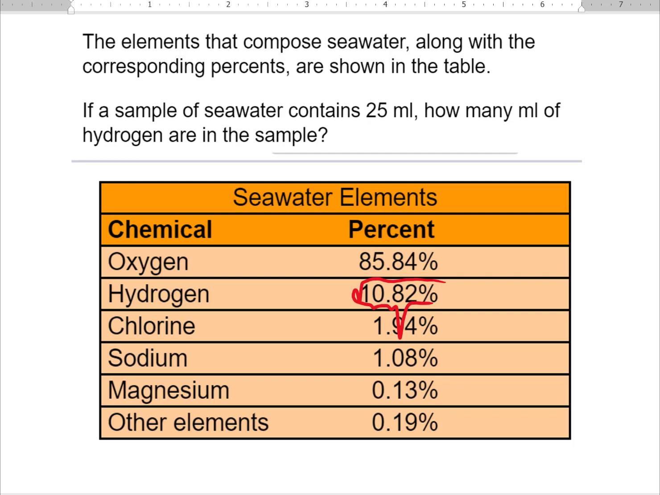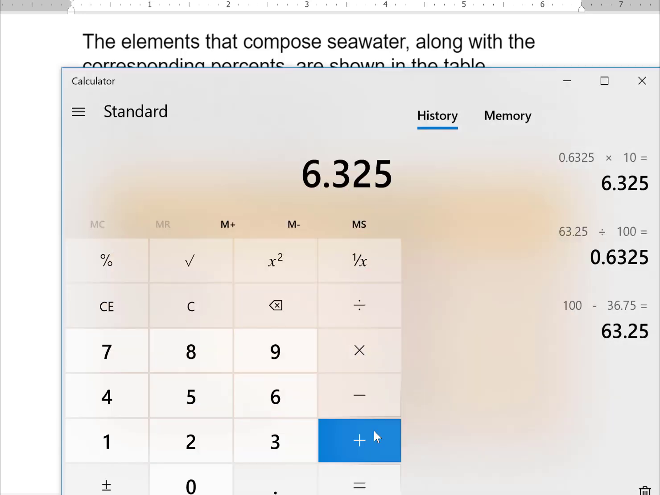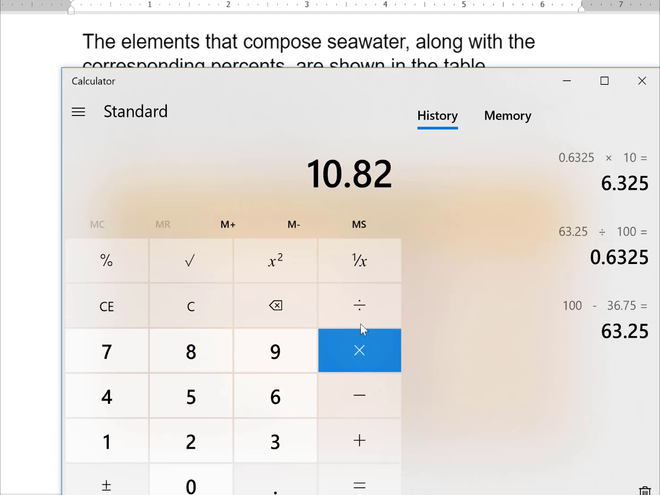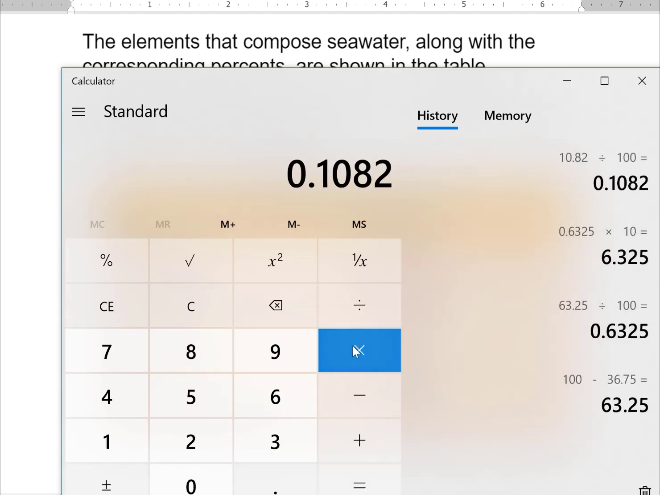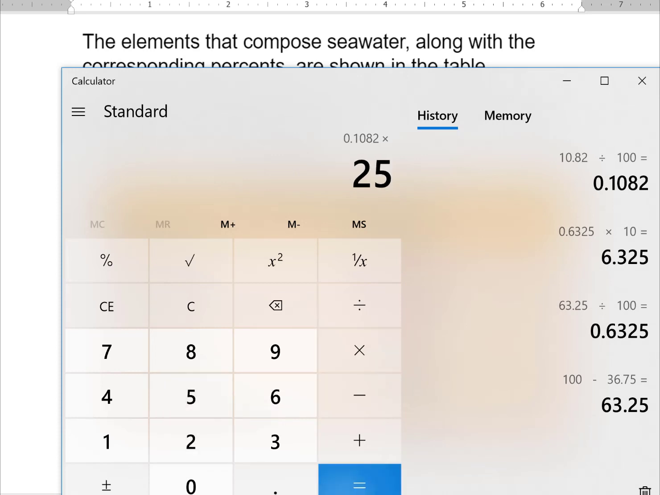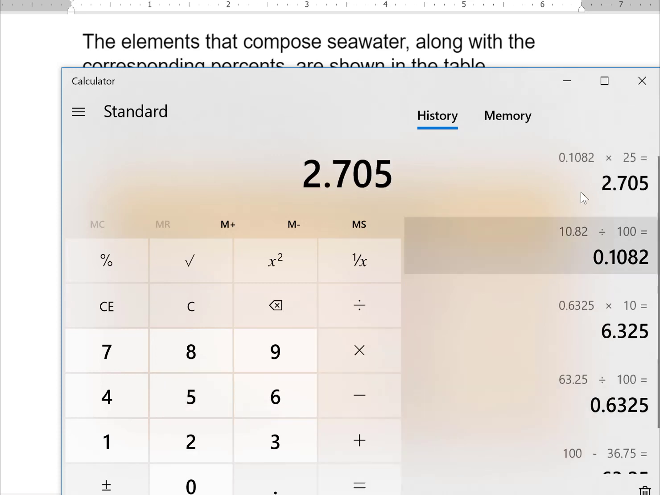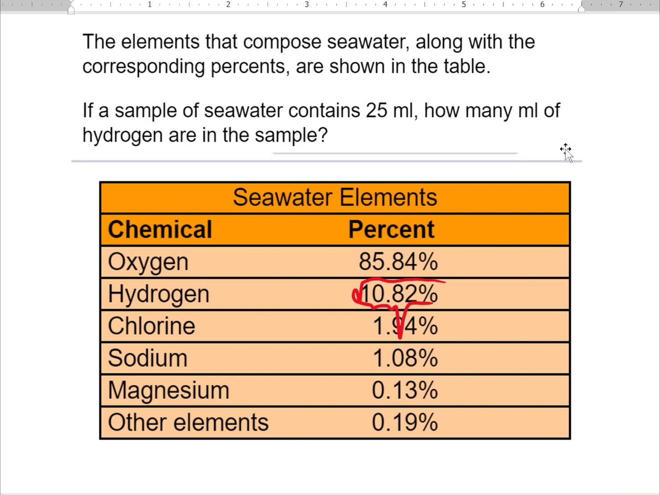So I'm going to take my calculator and take the 10.82 divided by 100 to get the decimal. And then I'm going to multiply it by the 25 milliliters, and that will tell me that there are 2.705 milliliters of hydrogen in the sample. 2.705 milliliters in the sample.